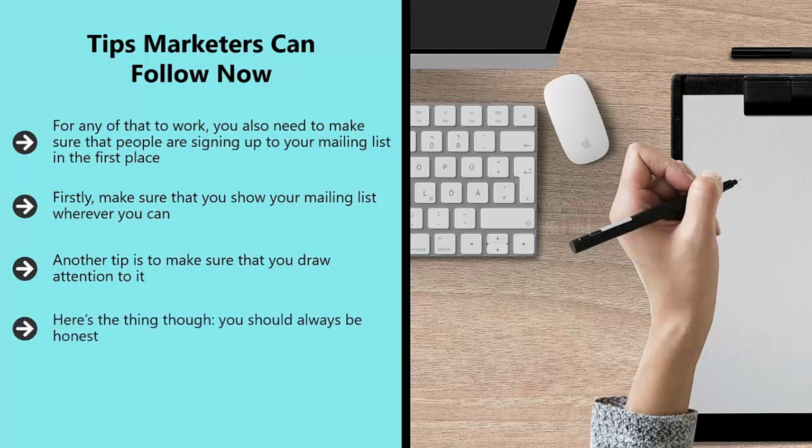Here's the thing, though, you should always be honest. The aim of a mailing list is not to grow it as much as you possibly can. Instead, the aim is to grow it as much as you can with only highly targeted visitors. If your visitors have no interest in what you're offering through your list, then you will just frustrate them and effectively be spamming.